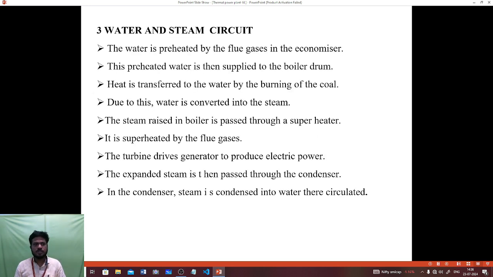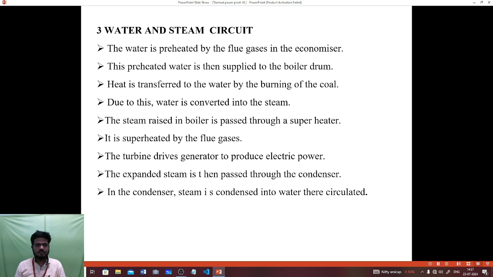Next, we are going to see about the water and steam circuit. The water is preheated by the flue gas in the economizer. This preheated water is then supplied to the boiler drum, and then heat is transferred to the water by the burning of the coal. Due to this, water is converted into steam. The steam is raised in the boiler and then passed through the superheater. It is superheated by the flue gases, and then this steam drives the turbine, which drives the generator to produce electric power.